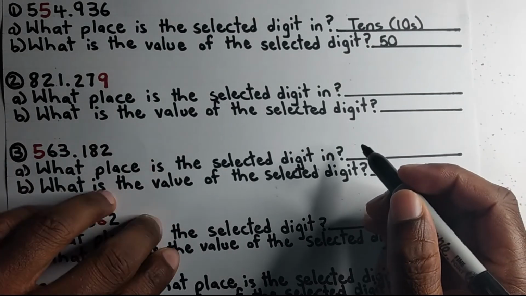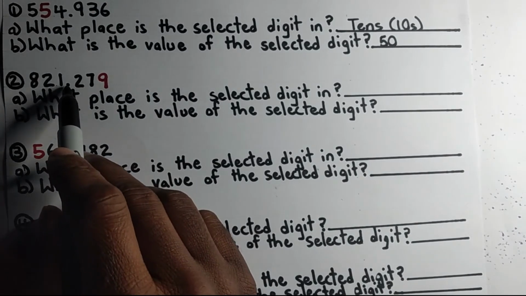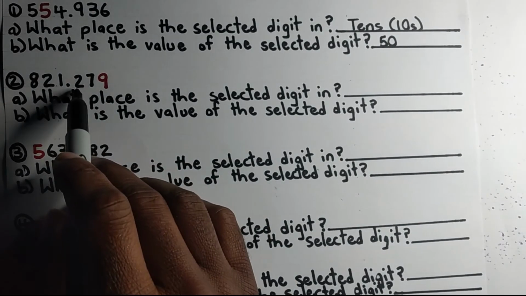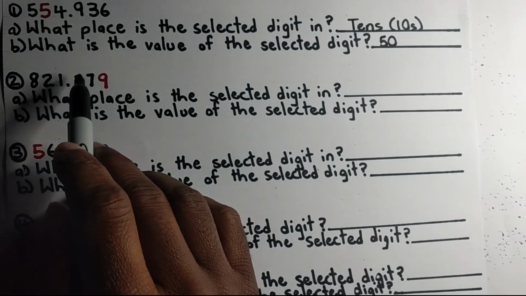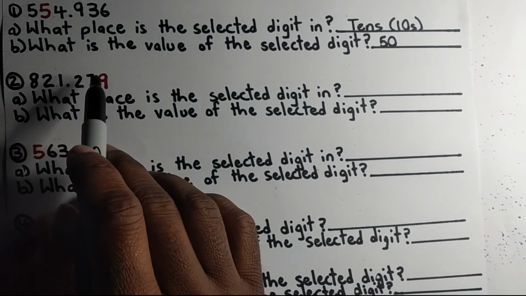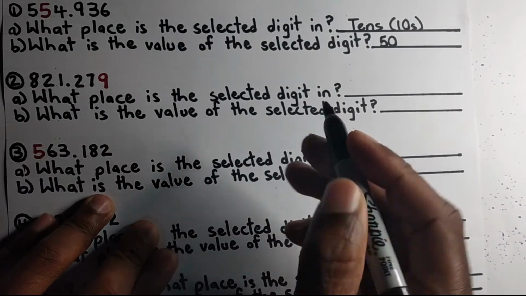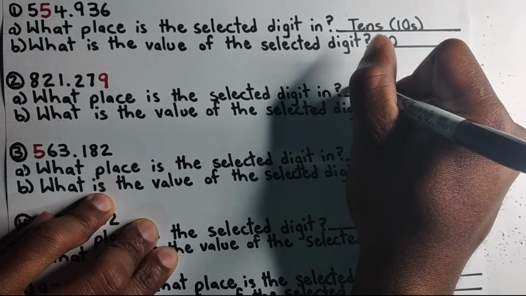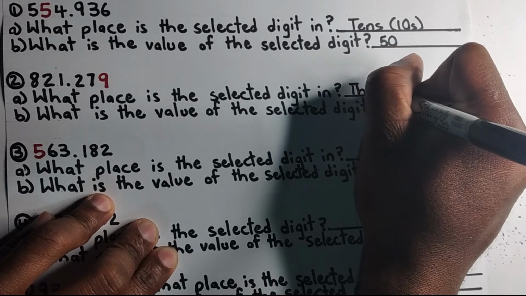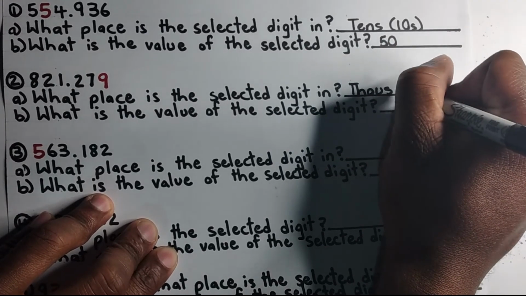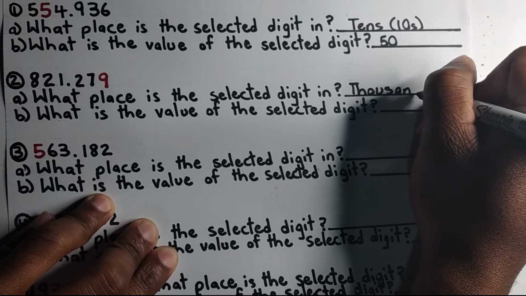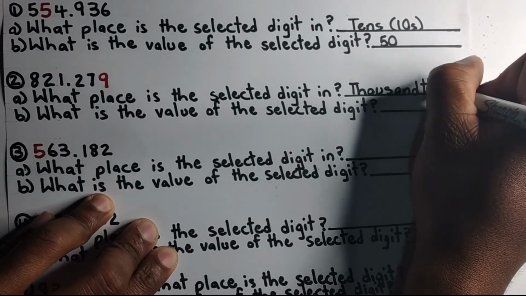So here we have 821.279. We know that when we go to the right of the decimal point, we start off with the tenths. Then we have the hundredths, then we have the thousandths. So the 9 in this case would fall in the thousandths place.